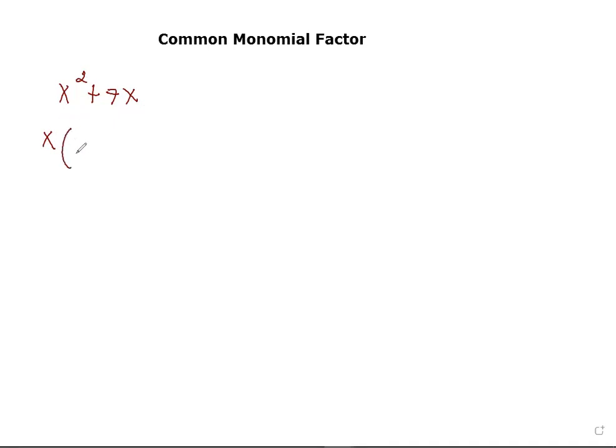To find the other factor of the given, we need to divide the given by the GCF. Okay, x squared divided by x is x. And then 7x divided by x, that is 7, because x divided by x is 1, and 7 times 1 is equal to 7. So the common monomial factor of x squared plus 7x is equal to x times the quantity x plus 7.